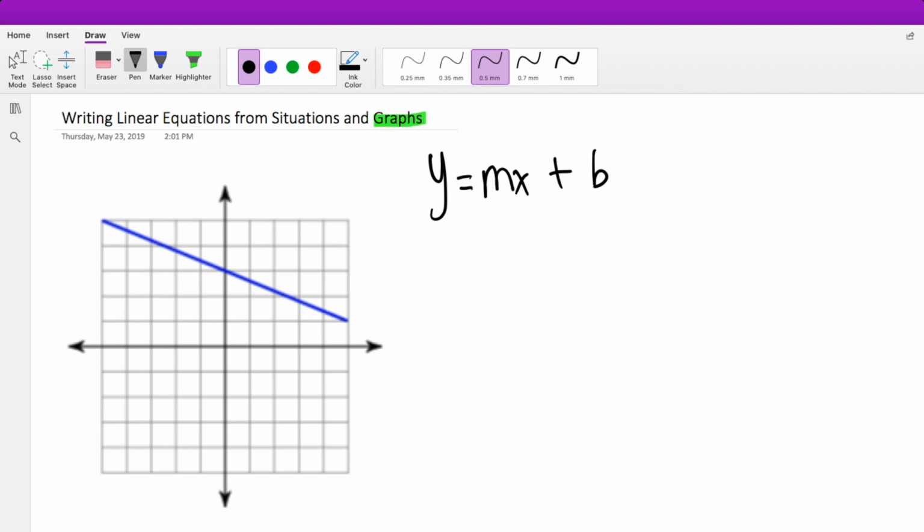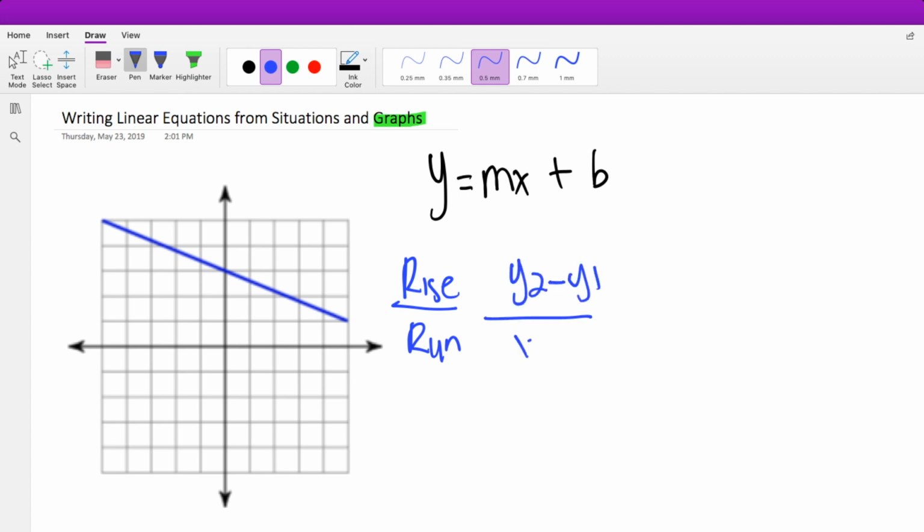All right, now the next thing we're going to want to do is determine our slope. So how do we find slope? We can just do rise over run. Or we could also do y2 minus y1 over x2 minus x1. In this situation, we're just going to do the rise over run, but either method works just fine.